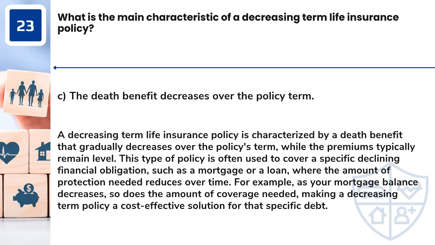Answer: C. The death benefit decreases over the policy term. A decreasing term life insurance policy is characterized by a death benefit that gradually decreases over the policy's term, while the premiums typically remain level. This type of policy is often used to cover a specific declining financial obligation, such as a mortgage or a loan, where the amount of protection needed reduces over time.